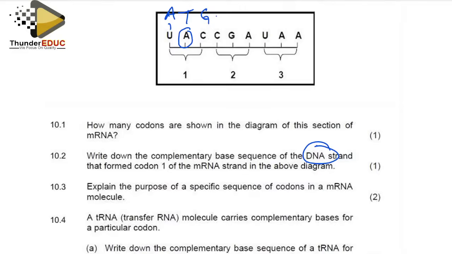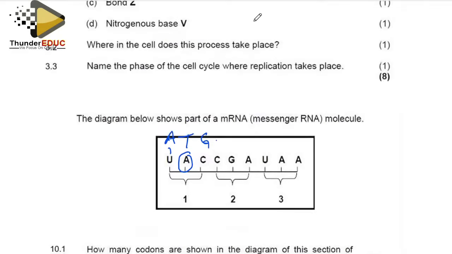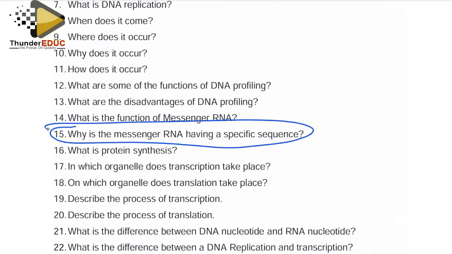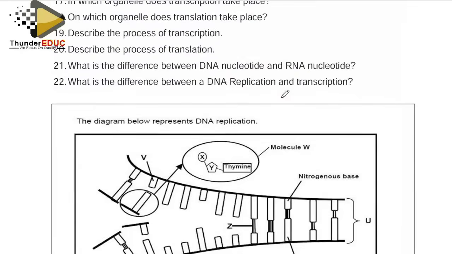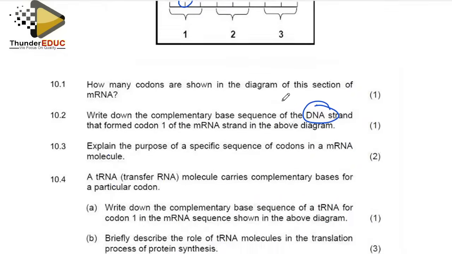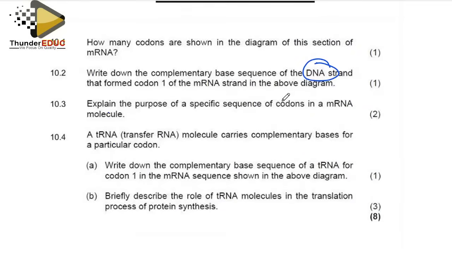So done with that. Explain the purpose of the specific sequence of codons in the messenger RNA molecule. So I come back here and then I look for it. Actually, this question is similar to the question we have just answered here. So what is the specific sequence? What is it for? Explain the purpose of the specific sequence of codons in messenger RNA.